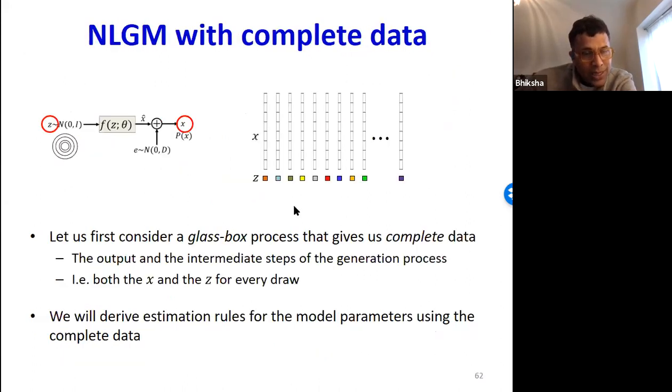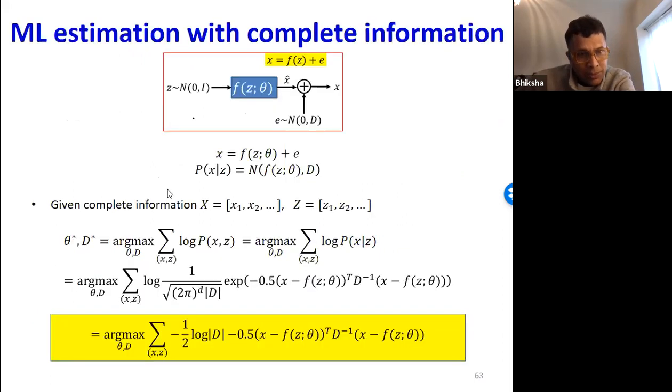So let's consider the glass box solution, where for every data instance x, you have the z value. So you have all of these z's for everything. And I'm going to try to learn the model parameters from this completed data. That's very easy. So here's what I do. P of x given z we saw as a Gaussian, right? With the mean at f of z. So now for every data instance x, I also have the z.